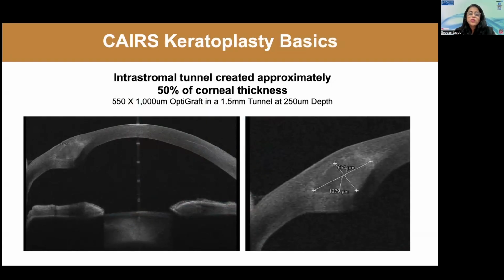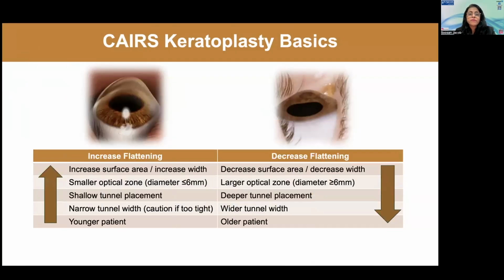Again, how would you insert it into the patient's eye? What you do is you create a femtosecond laser dissected channel at approximately 50% of the corneal thickness, and you can implant a 550 into 1000 microns Optigraft in a 1.5 millimeter tunnel at roughly 250 microns depth.